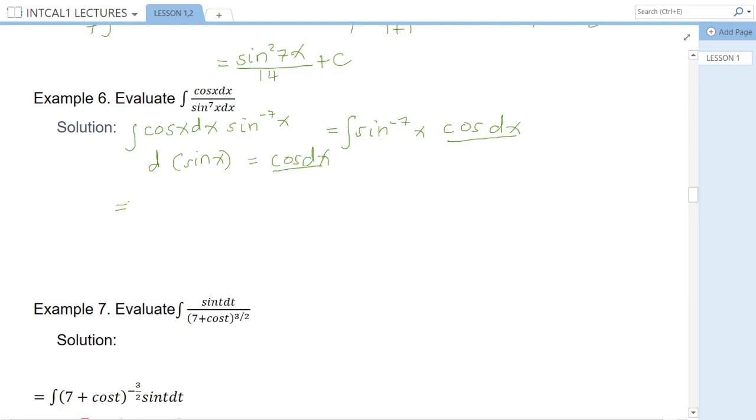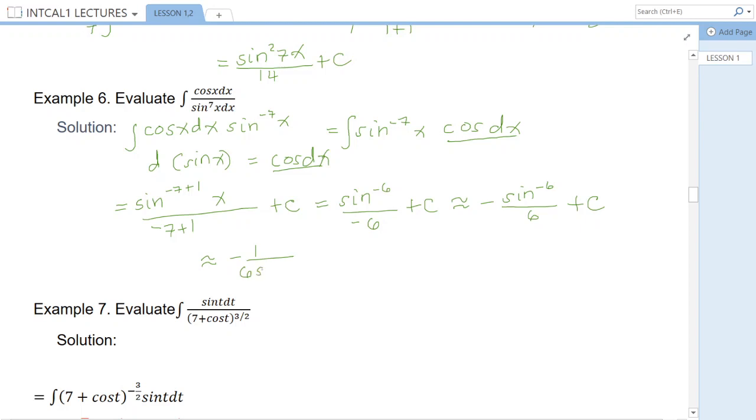Okay, so the integral of sine raised to negative 7 is sine raised to negative 7 plus 1 of x over negative 7 plus 1 plus c. That is equal to sine raised to negative 6 over negative 6 plus c, or simply negative sine raised to negative 6 over 6 plus c, which can be written as negative 1 over 6 sine raised to 6 of x plus c. If that is in the denominator, let us put it in the denominator, and let us change the sign so that it becomes positive 6.